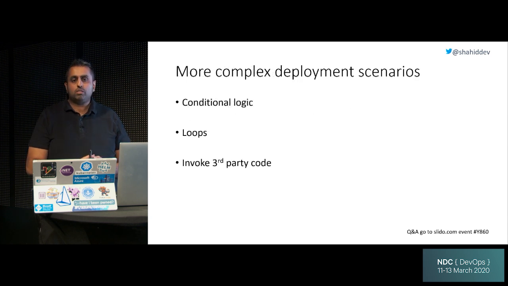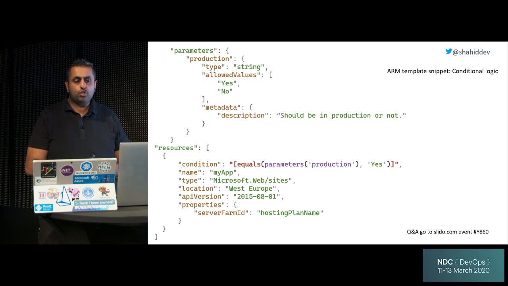What if you have more complex deployment scenarios? So typically, and I'll show an example of this later, we have to do things like conditional logic. So we have to deploy resources based on a parameter, for example. We may need to have loops. We may want to have numerous resources provisioned in a loop of some kind. And we may need to invoke third-party code. And all of these are possible with ARM templates and Terraform, but they introduce a syntax which is maybe not the most understandable. So let's take a look at an ARM template which is doing conditional logic.